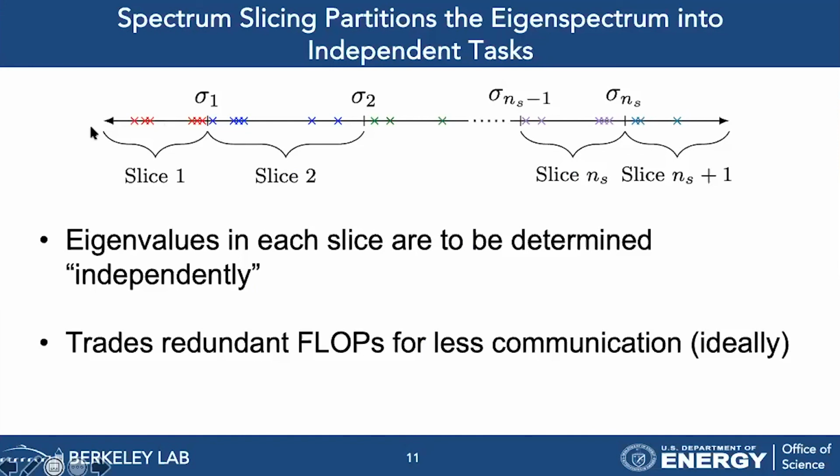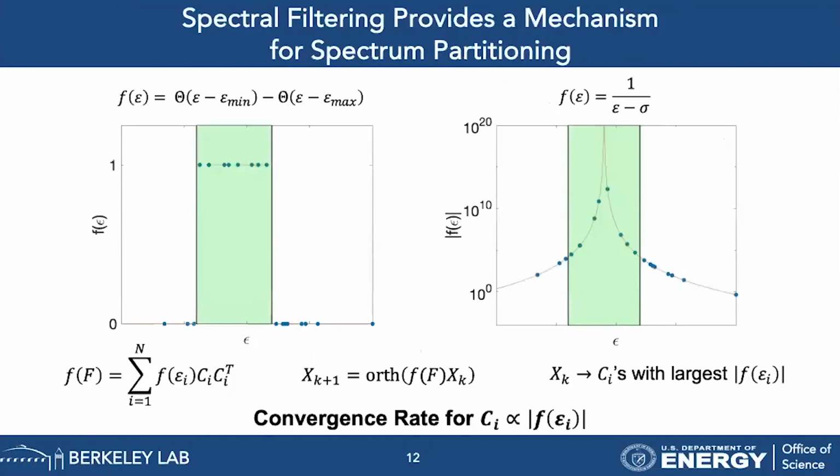And what we're going to do is trade a certain amount of redundant floating point operations. We're going to do a lot of redundant work on each individual computing unit in trade for having less communication overall. So the way that we're going to do this spectrum filtering, because in principle this is an easy concept, but in practice is not so easy, is that we're going to apply a spectral filter onto our matrix to damp out the contributions of certain eigenvectors and eigenvalues that we don't want and amplify those that we do.